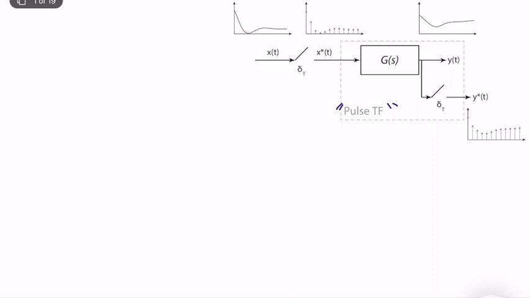The basic idea in the pulse transfer function is, given a digital control system where we have continuous time signals, continuous time transfer functions, some sort of sampling, and some sort of zero-order holds, to obtain a discrete time transfer function between the sampled input and sampled output. So this is the basic idea.